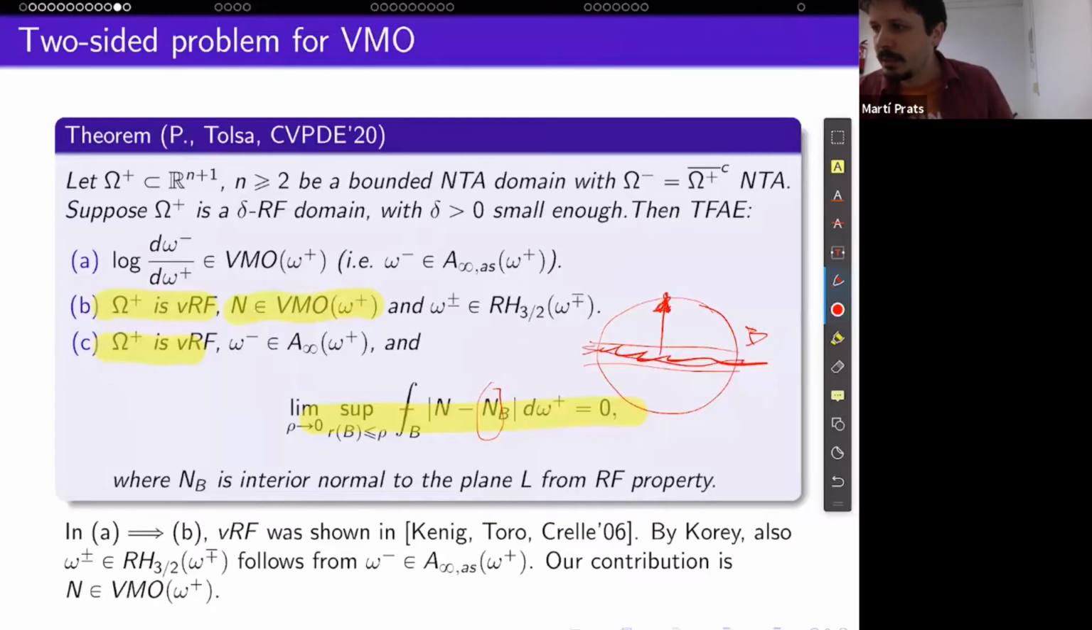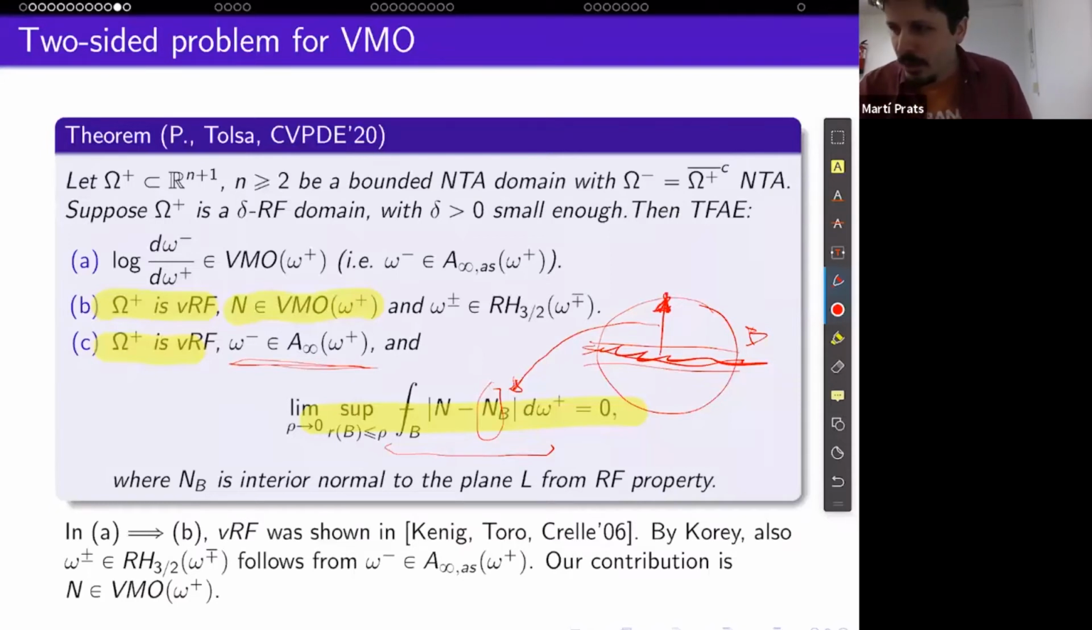Okay, this is NB, this normal vector here. So this is not computed using means with respect to harmonic measure, but it's just a geometric element. Now, if this oscillation is vanishing, and we need to ask the infinity condition in this case, then also this condition is equivalent to the other conditions.